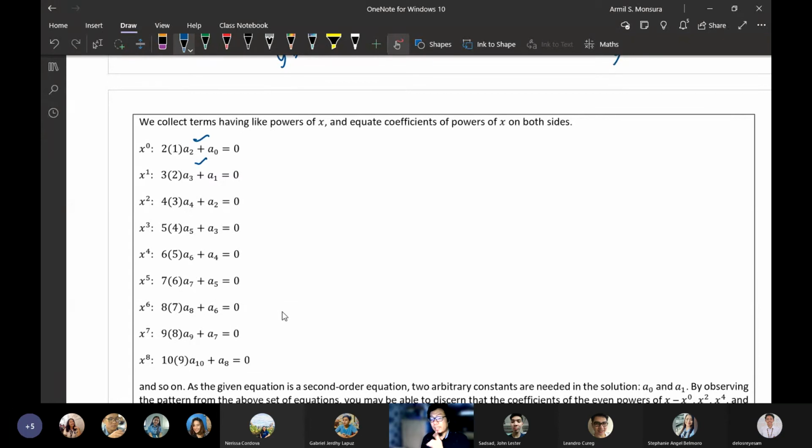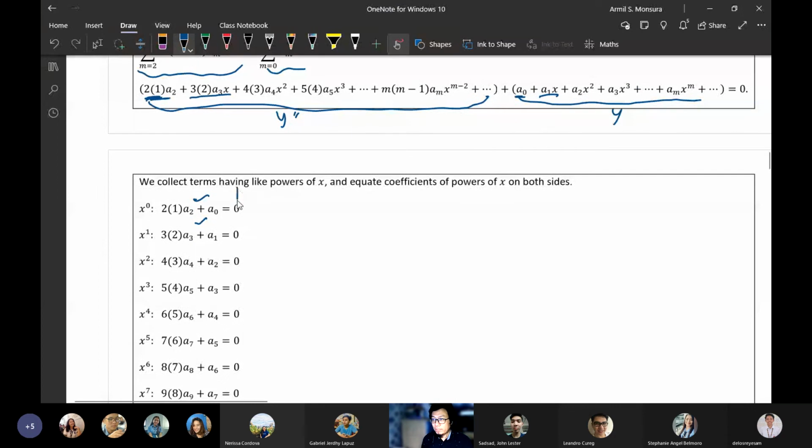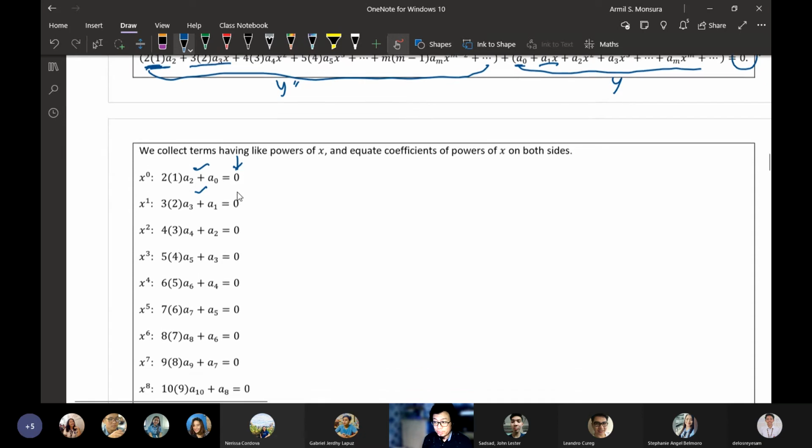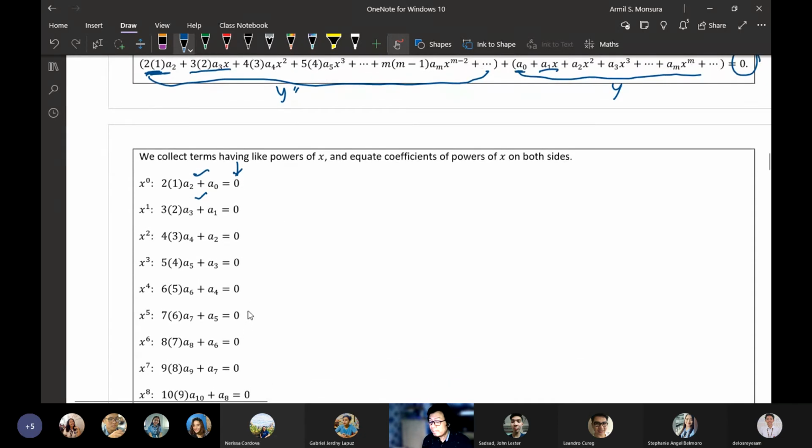Okay. This time, diniretso ko na siya in equating it to the right side. But as you can see, your right side is still 0. Okay, your right side is still 0. So therefore, lahat ng coefficients nyo sa right side ay 0. Okay, baka lang magtaka lang kayo.